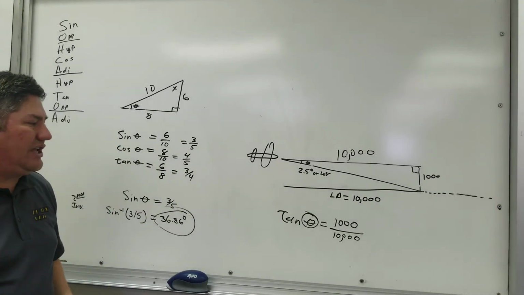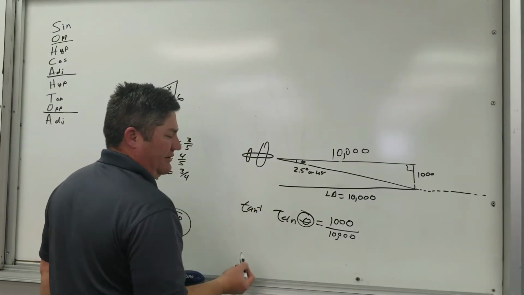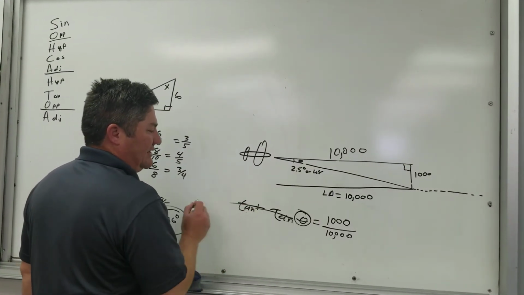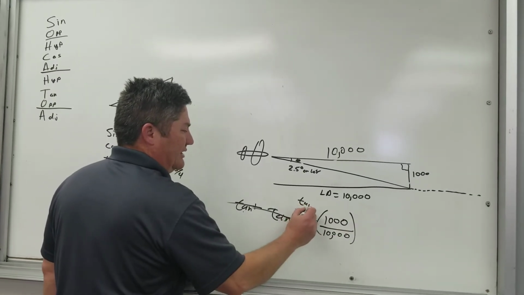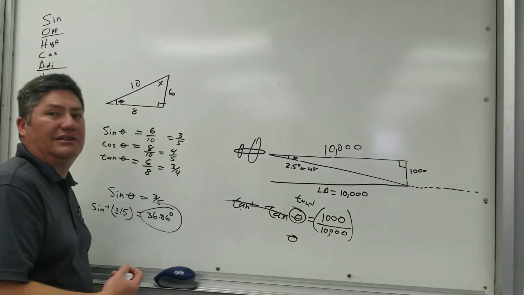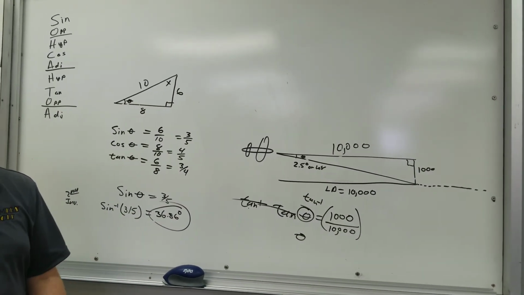I've got to use inverse tangent. Now, by the way, what you're really doing is taking tan to the negative 1. Tan to the negative 1 times tan is going to leave this as just theta. But this side also has to be multiplied by tan to the negative 1. So that's what I'm doing: tan to the negative 1. I'm punching into my calculator 1,000 divided by 10,000.